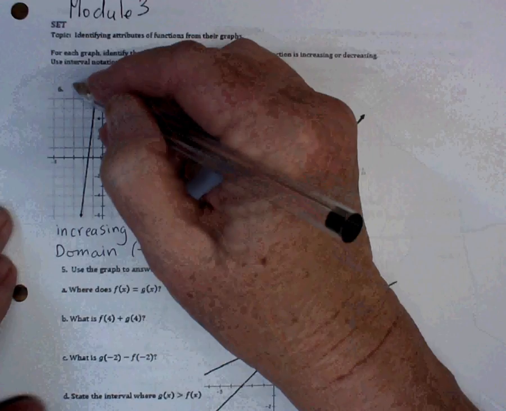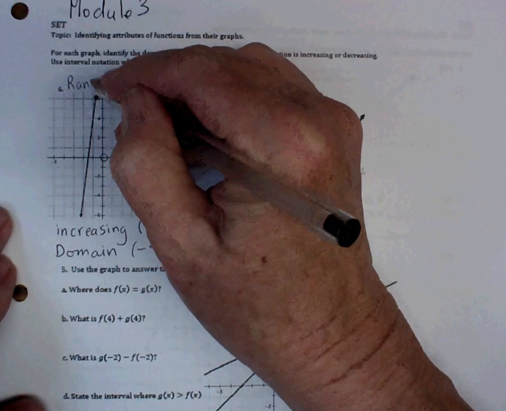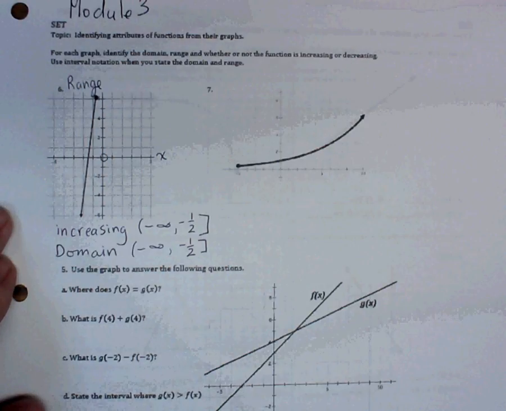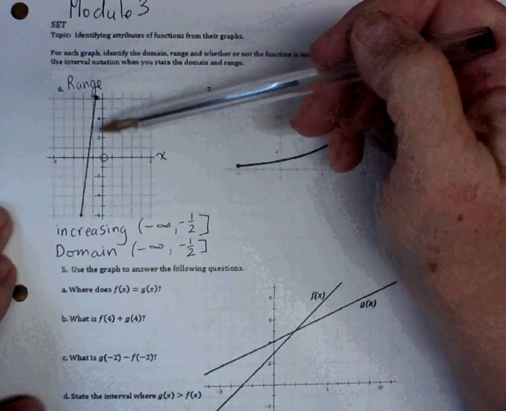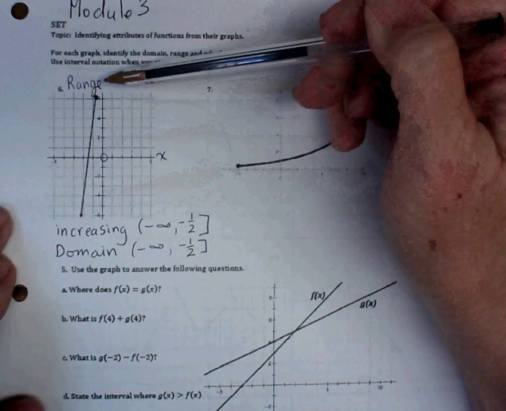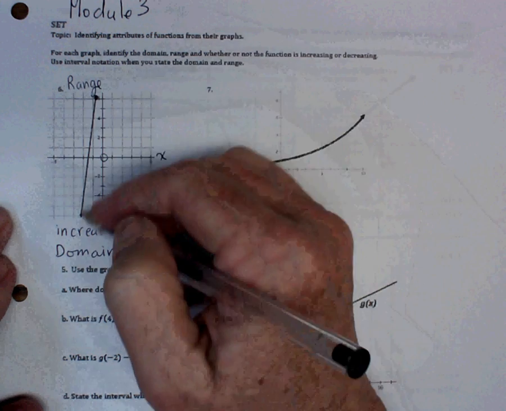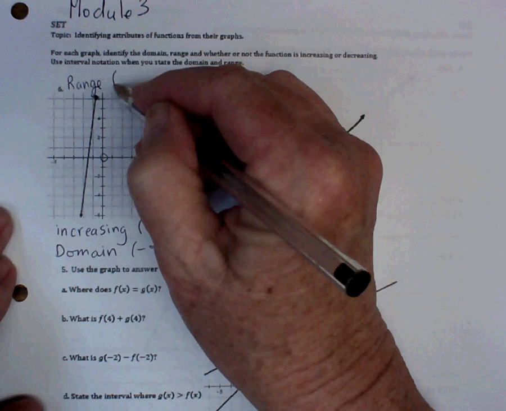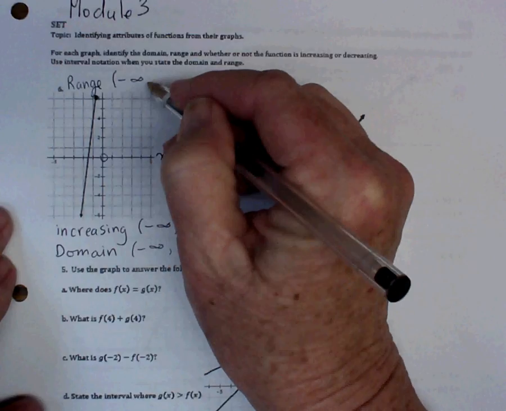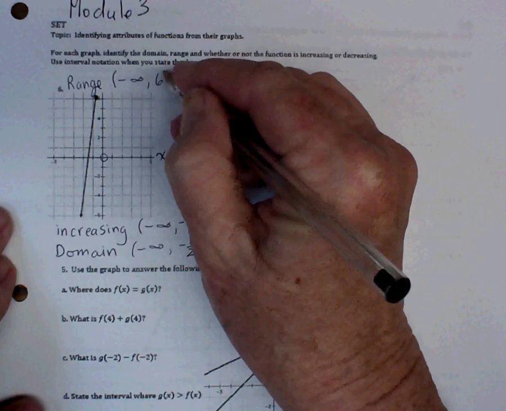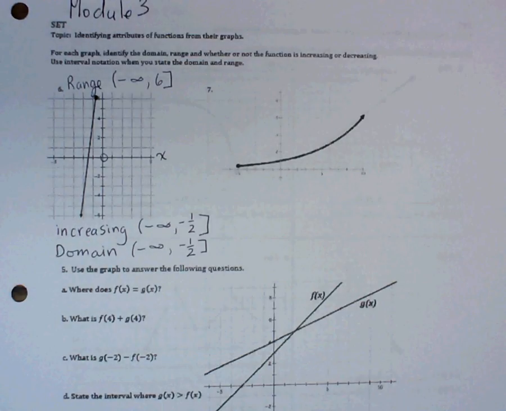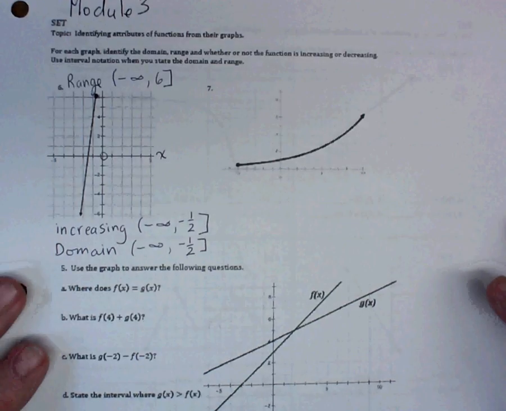And the range, I'm going to write it up here because I want to fit it on this paper. That's the possible y values, the dependent variable. So it goes on forever, and stops at 6. Let's look at the other one.